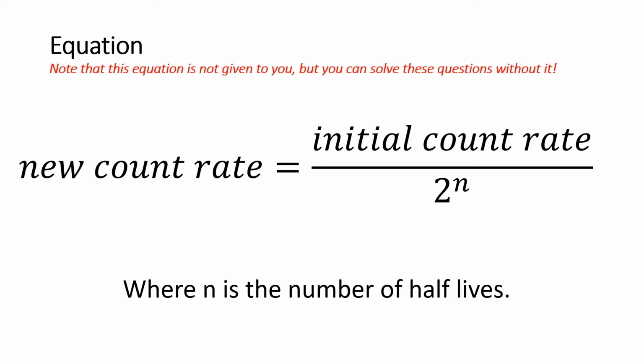This is another version of the same equation. Again, you don't need to remember this, and you can work it out intuitively, but instead of mass, we're looking at the count rate. So that means how many particles of ionizing radiation it's emitting per second. Okay, let's take a look at our first calculation.